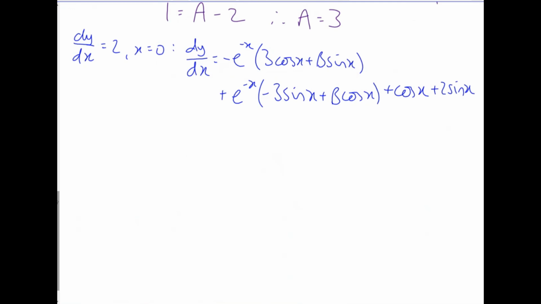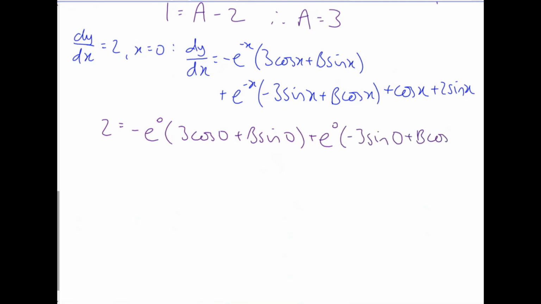Now I'm going to substitute in dy by dx equals 2 and x equals 0. So plus e to the 0 times minus 3 sine 0 plus b cos 0, plus cos 0 plus 2 sine 0. All the sine zeros end up being 0. There we go. e to the 0 is 1. Cos of 0 is also 1.